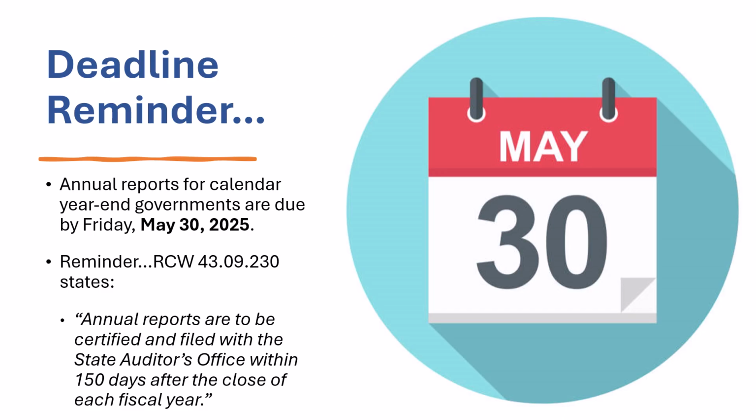And it wouldn't be an annual report training if I didn't finish it off with a deadline reminder. So here's your reminder. The annual report is due by Friday, May 30th, which is 150 days after the fiscal year end for calendar year end governments. We always encourage governments to start early to allow for plenty of time to ask questions, get help, etc. Our annual filing support team is ready to help you meet the filing deadline.